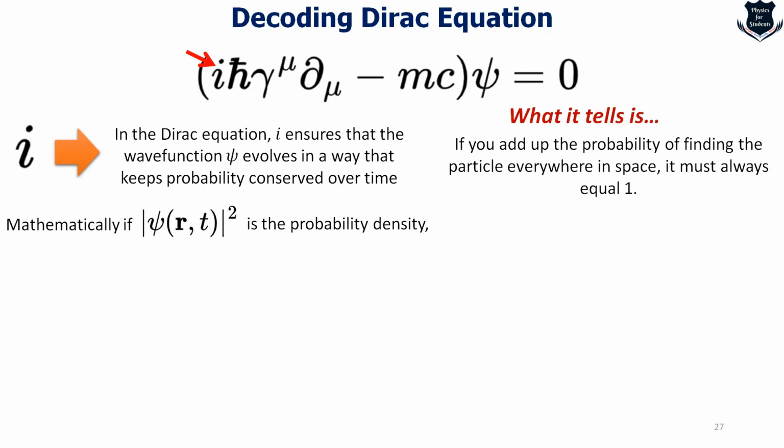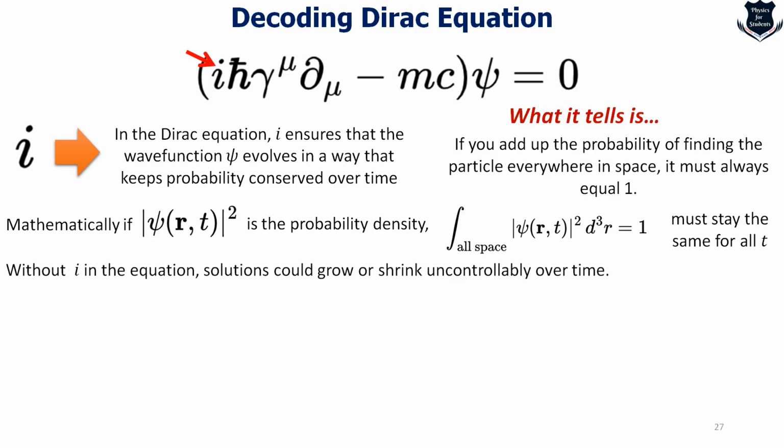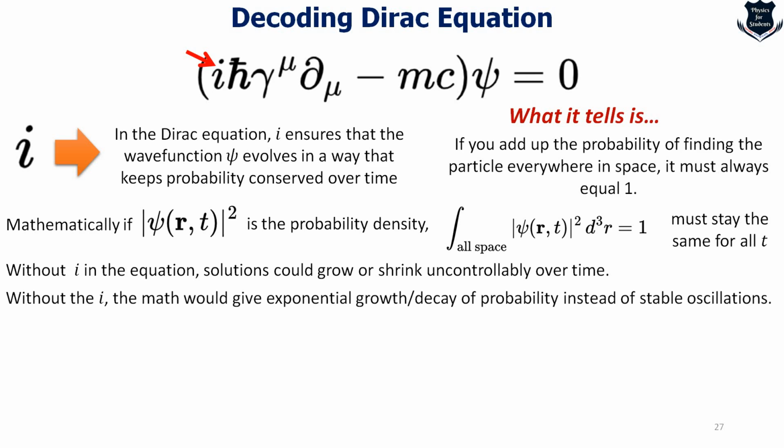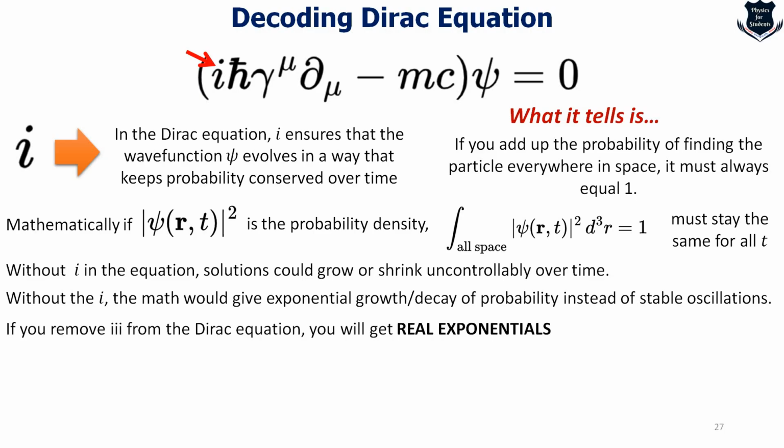So mathematically, if I take this one and I square it, that means I take the probability density, it must stay the same for all t, if I add up all the space. So from here, what we can say is that if we don't have an i, then the solutions become really uncontrollable. That means we might get a real exponential, and for a real exponential we might get a growth or a decay. And if you remove i from the Dirac equation, this creates a problem.